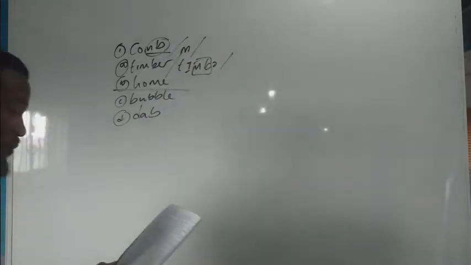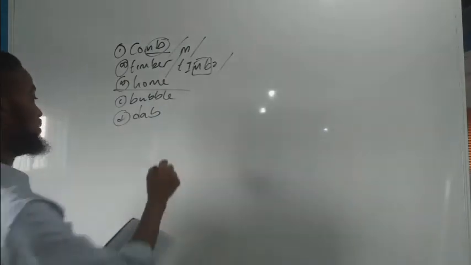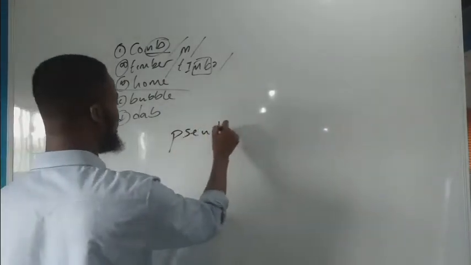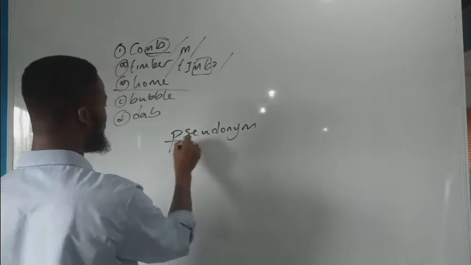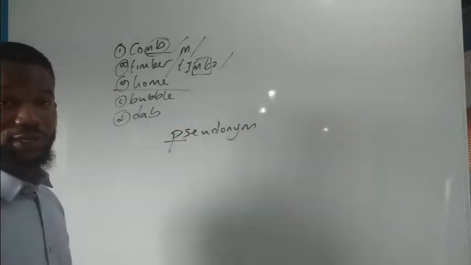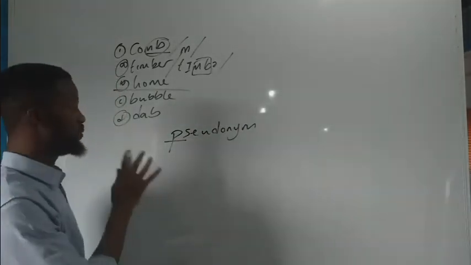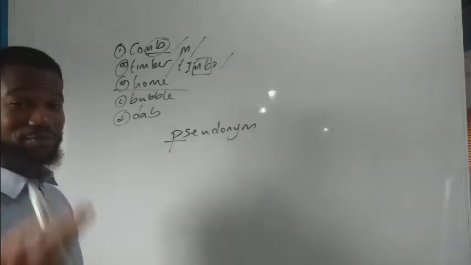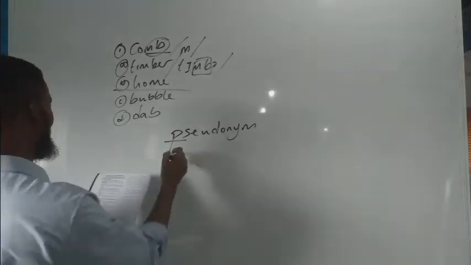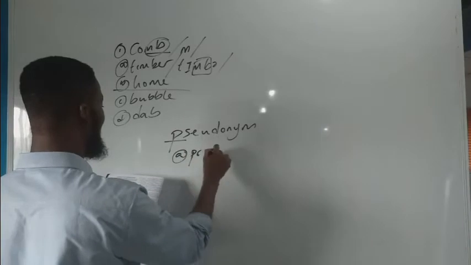One more question for P. For P, we have P-S-E-U-D-O-N-Y-M. This word is called pseudonym. I told you already that whenever you have a word start with PS, automatically the P is silent. This is called pseudonym. Option A, we have PRINCE.